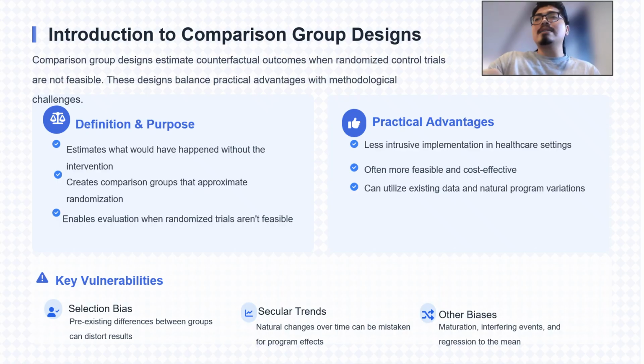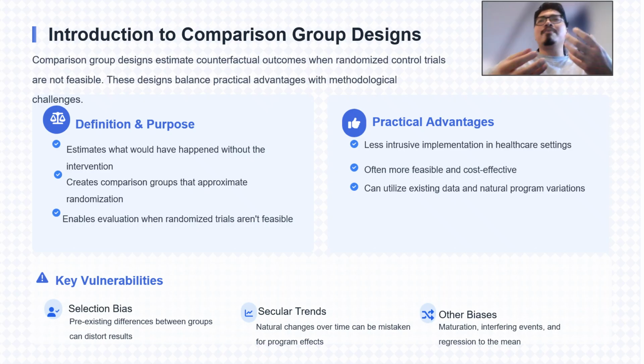How it works is that we find a group of people who didn't take the program but are as similar as possible to the people that did, and then we compare the results. So comparison group designs estimate counterfactual outcomes when randomized controlled trials are not feasible. The main purpose of this is to estimate what would have happened without the intervention.